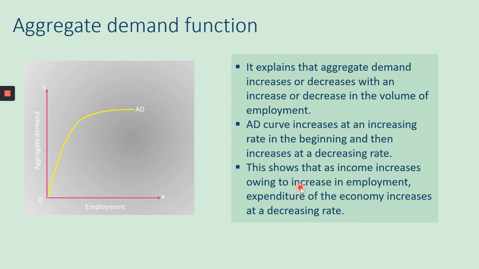This third point, you read it two or three times for you to understand. This shows that income increases owing to increase in employment. Expenditure of the economy increases at a decreasing rate. So this is about the aggregate demand function.